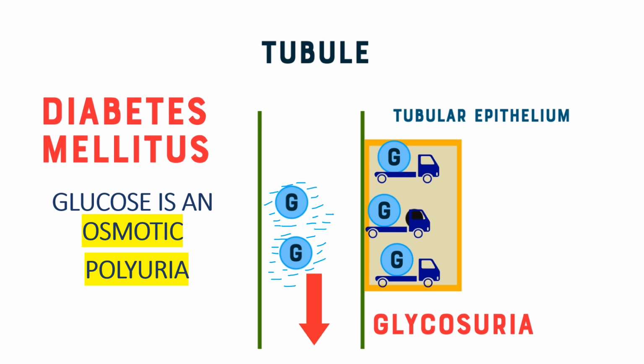Now, if you lose a lot of water in the urine, obviously you would be dehydrated and your body will ask you to drink more water, and this is called polydipsia. So in diabetes mellitus, you have a triad of polyphagia, polyuria, and polydipsia. If you hear these three words, that means the patient they're talking about has diabetes mellitus.